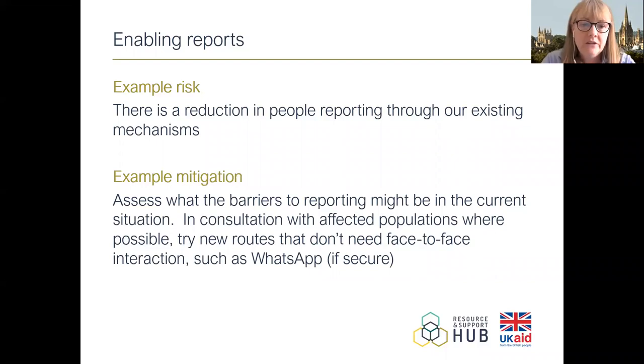So the mitigation is going to be obviously to assess what barriers to reporting there might be in the current situation. If at all possible, we obviously would consult with affected populations to find out what their barriers are and what would be appropriate ways that they would prefer to report in the new circumstances. And also to try new routes that don't need face-to-face interaction. Fasil already mentioned WhatsApp, which is very widely used in a lot of the contexts that we work in. So is WhatsApp an appropriate way to receive reports and also to be clear that that's secure and also obviously that your staff are trained in how to deal with reports and disclosures that may come through WhatsApp and to ensure that they're followed up properly. Next slide, please.